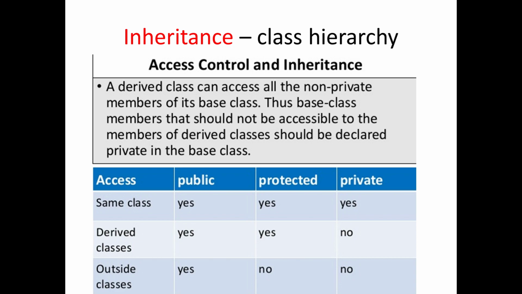This table represents the access control in inheritance. The same class can access the public, protected, and private members. The derived class can access the public and the protected members, and derived class cannot access the private members of the superclass. And outside classes can access public members only. The outside classes cannot access protected and private members. So the derived class can access all the non-private members of the base class.